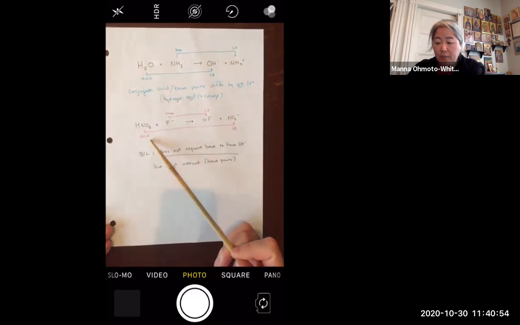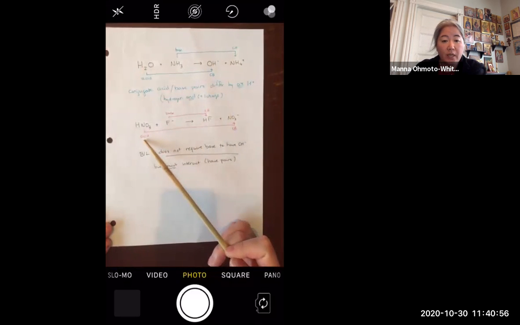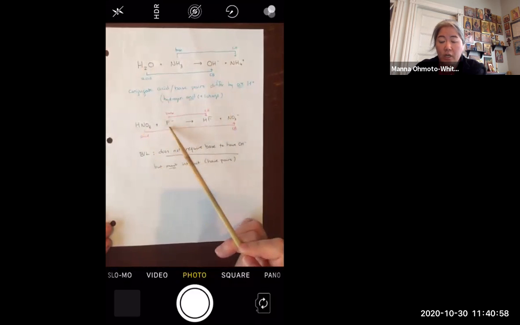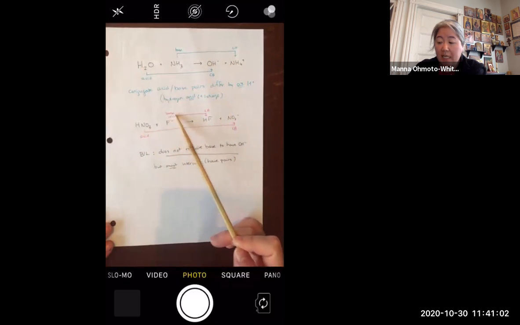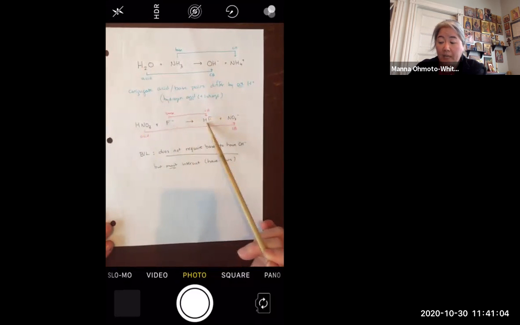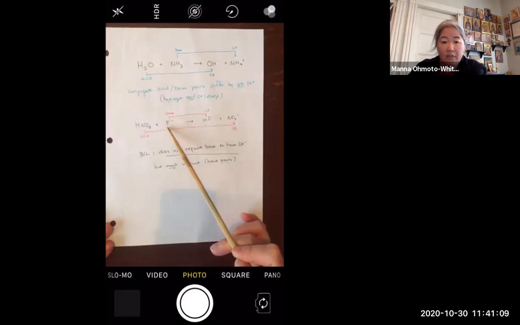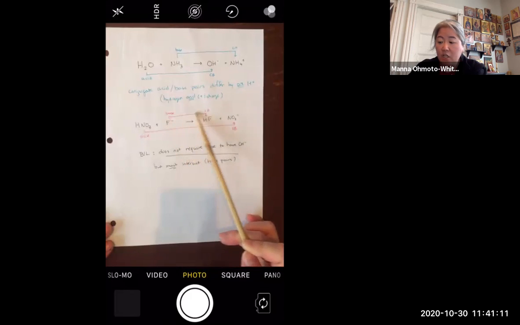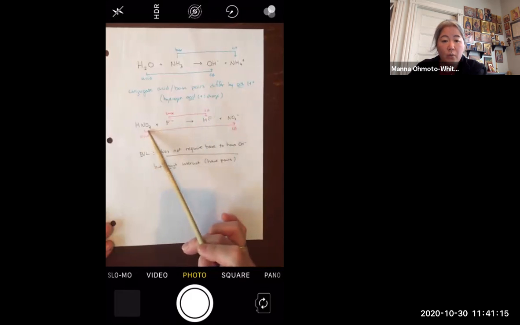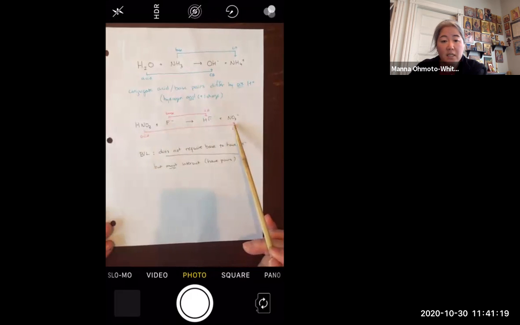Here's another example. I have HNO3 that gives its proton up to the base F minus. So F minus, when it gains that proton, I have an H now, and my negative charge becomes neutral. This F minus base becomes the conjugate acid HF. HNO3, when it's lost its proton, becomes the conjugate base, the nitrate ion.